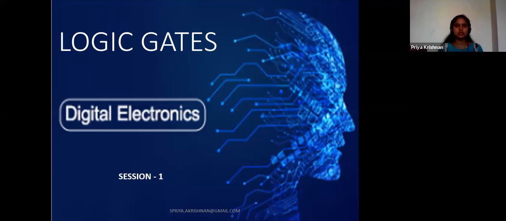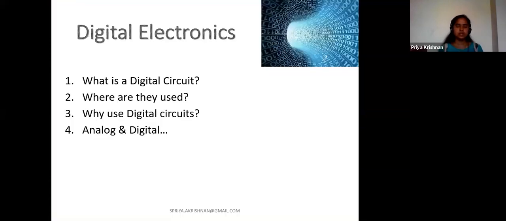The first session of digital electronics is logic gates, so from that I'll start my class. In today's class we are going to discuss what a digital circuit is and where we can see this circuit, why digital is important and why such a big subject is given for digital electronics. What is the use of digital and what is analog? What is the difference between analog and digital? That is what we are going to see here. The crowd may be a mixed crowd, still we will move from the basics itself.